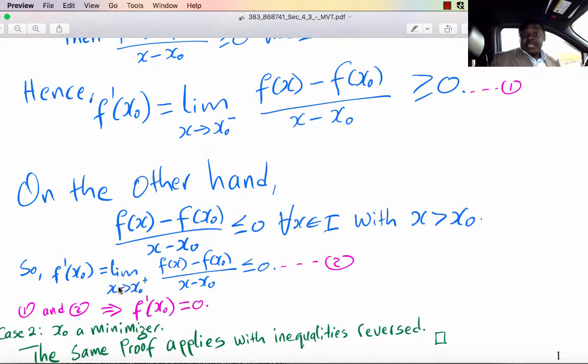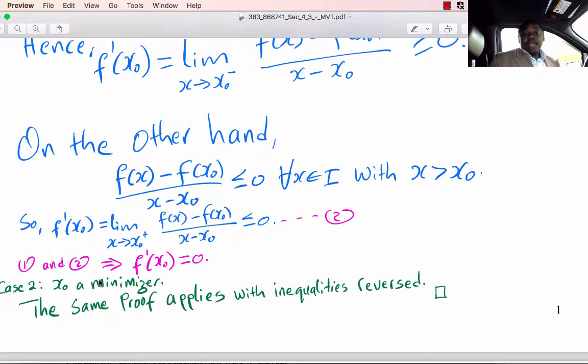That is, the right-hand limit, x approaching x0, of f of x minus f of x0 divided by x minus x0 will be less than or equal to 0 because this entire quantity is less than or equal to 0. In other words, f prime at x0 is greater than or equal to 0, and f prime at x0 is less than or equal to 0. Inequality 1, inequality 2. Put those together, and we have that the first derivative of f at x0 equals 0. So that works if x0 is a maximizer.